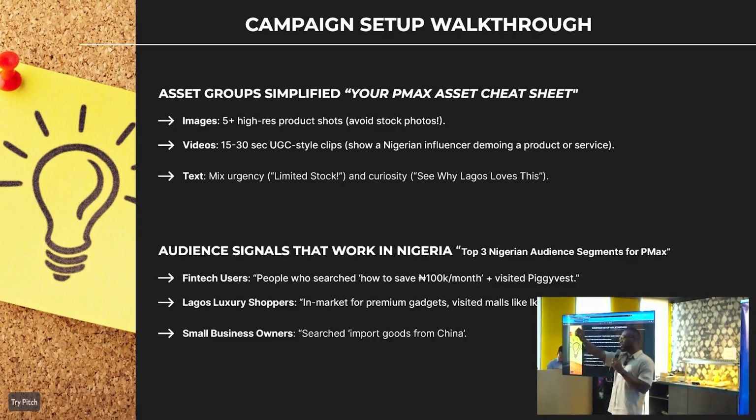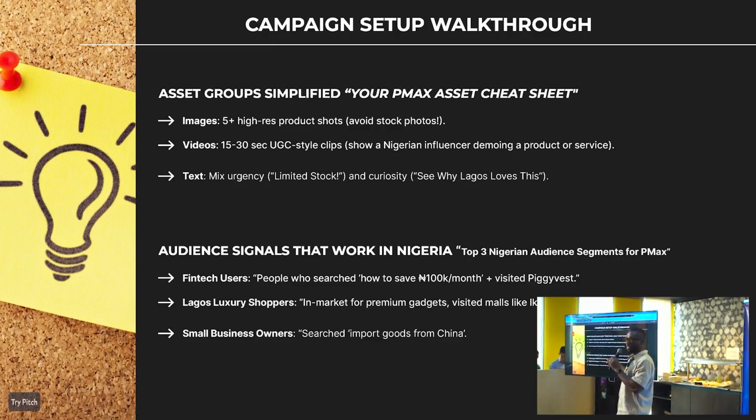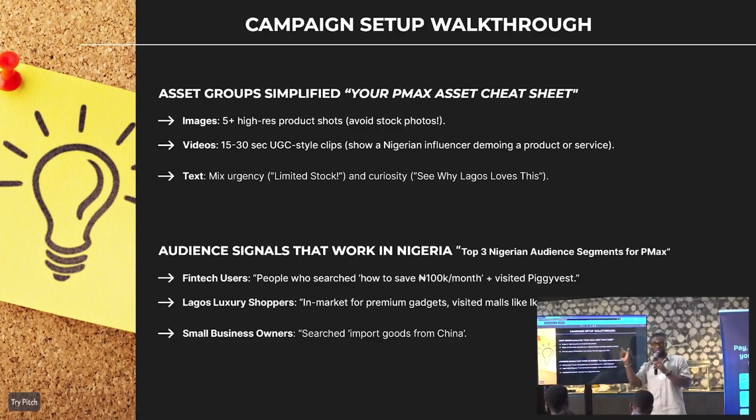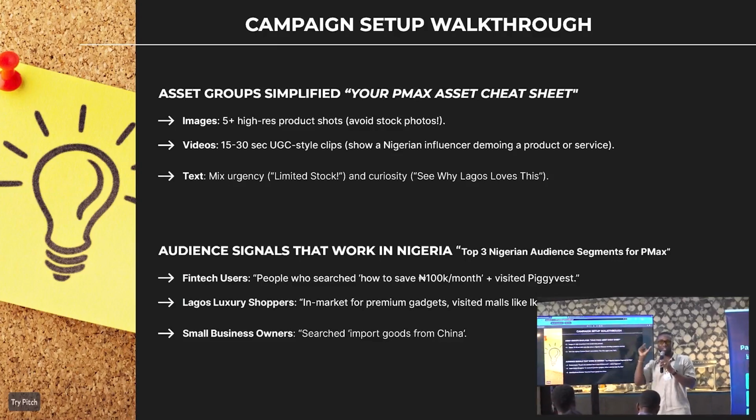Now, I'll give you an example. For someone that said it was a fintech, right, over there, people are searching how to save. If you open your Google search right now, you see how to save. You see a lot of other options, how to save in Naira, how to save in dollar, how to do all of that. So people are searching how to save. This is a signal that you can give to Google to help with showing your ads to the right people.